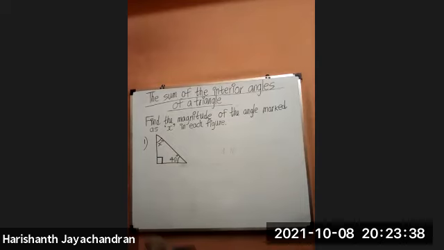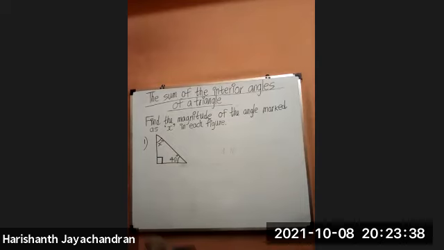You all can write that in brackets, or even along with it, you can mention in brackets and write like this: the sum of the interior angles of a triangle is equal to 180, or you can say is 180 degrees.